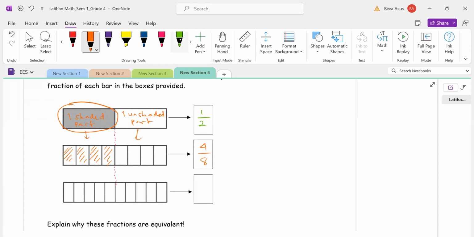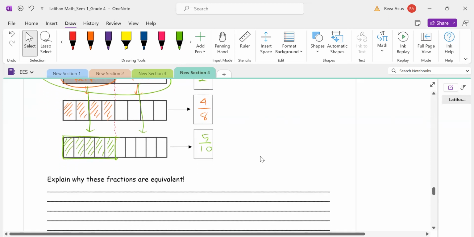Here. And then let's take a look again. When one shaded part is divided into 5 equal parts, from here to here, and then we shade it. So the fraction of shaded part is going to be 5 out of 10 parts, because in here, the unshaded part is divided into 5 parts as well. Each part of this is divided into 5 parts.